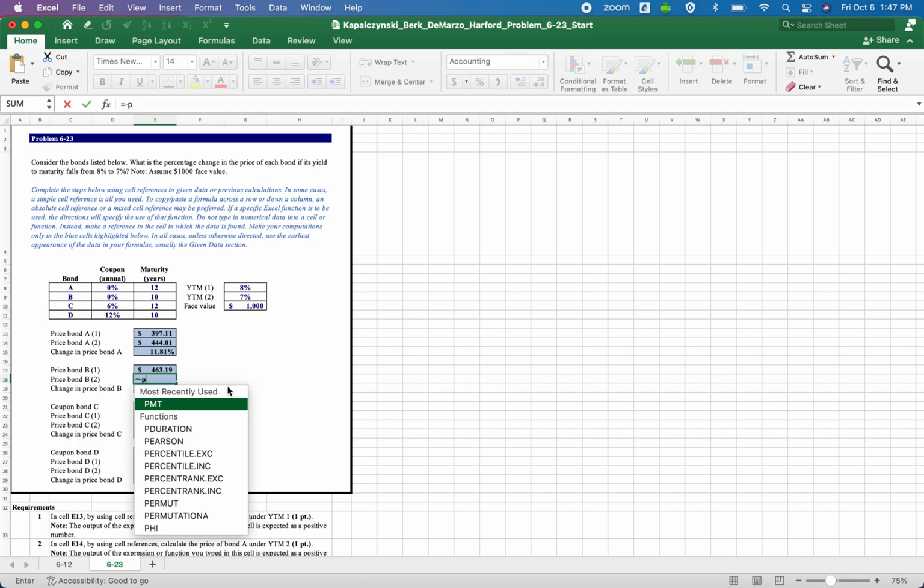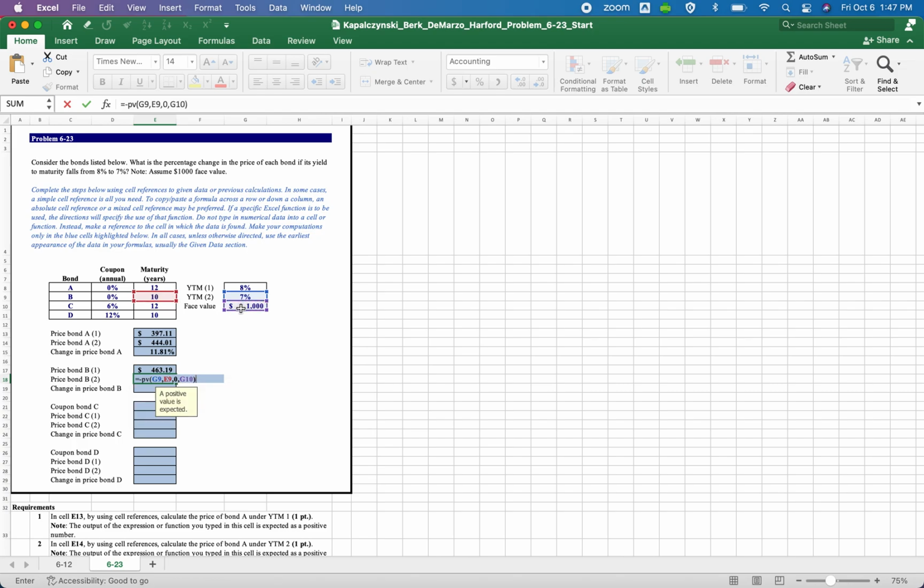Let's value this bond at 7%. So my N will be 10, my coupon will be 0, and my future value is the same. All right, so we're comparing all the same type of bonds. Notice here, the price of my bond increased.